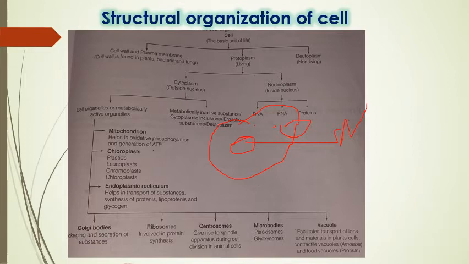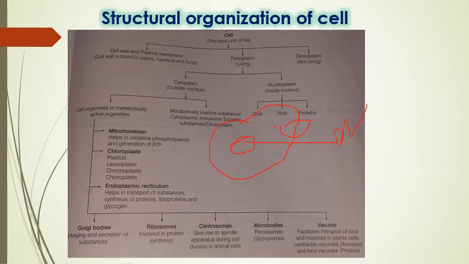What is the role of mitochondria? It is also known as the powerhouse of the cell, and it helps in oxidative phosphorylation and generation of ATP, which provides energy to every living organism. Chloroplast helps in providing pigments. In it, plastids are present: leucoplast, chromoplast, and chloroplast.